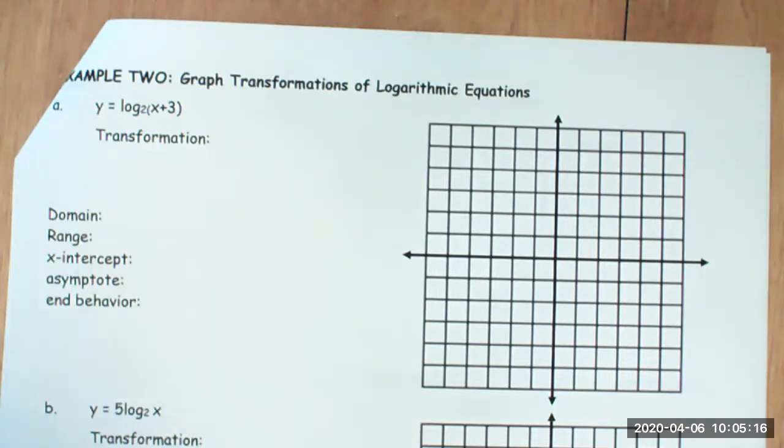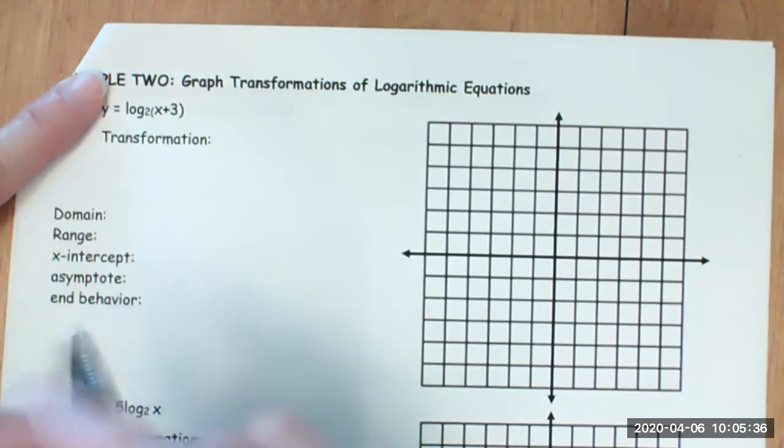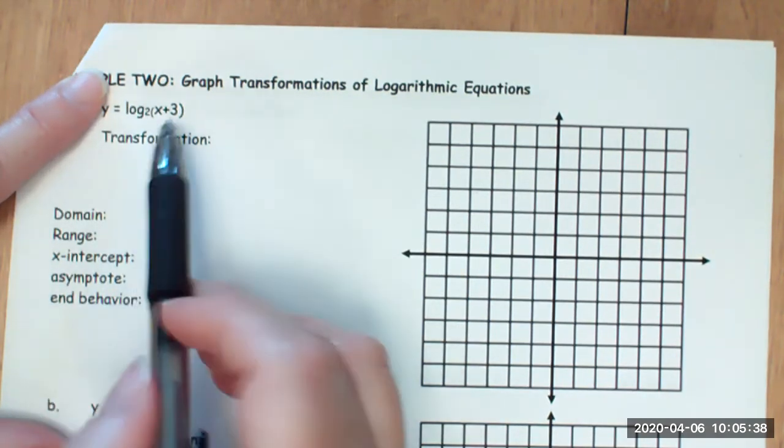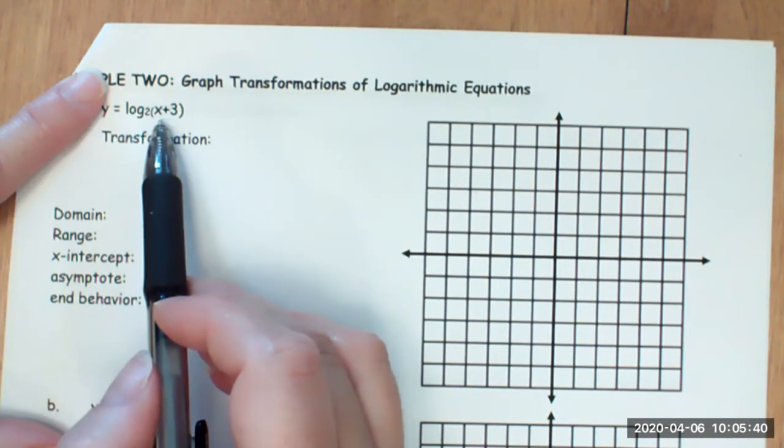Okay, everyone, I hope you've taken a little break and looked over the first part of the notes. We're going to continue now by graphing transformations of logarithmic functions. And basically, we're going to do a very similar process to what we did with exponential functions, where we're going to take the parent function and then look at whatever transformations we have and adjust the table accordingly.